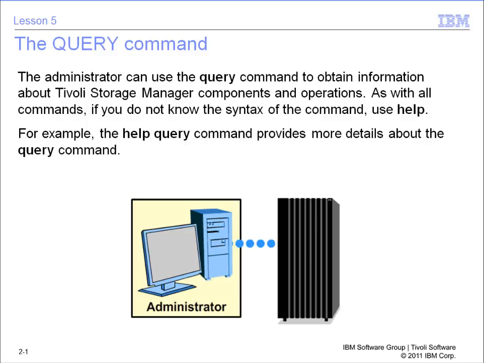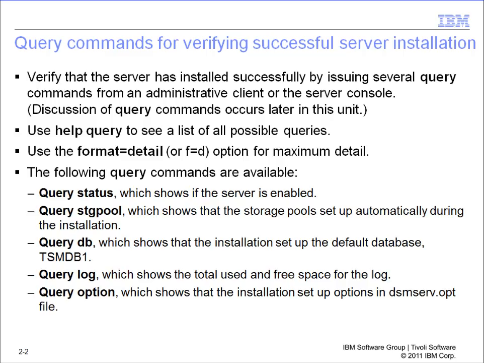Query commands are not case sensitive, and the shortcut for a query is Q. There are two ways of looking at your queries. You can do a query that gives you a table of information, or you can use the format equals detail, and the shortcut here is F equals D, and you'll get more information. It's more of a list. On the page here we have listed a very few number of query commands, just to show you some of the power of the query.